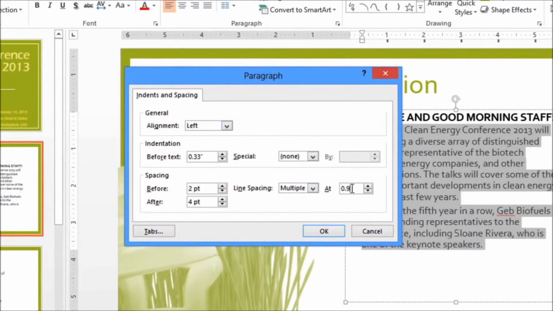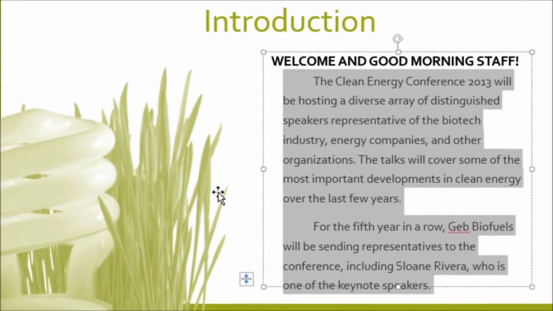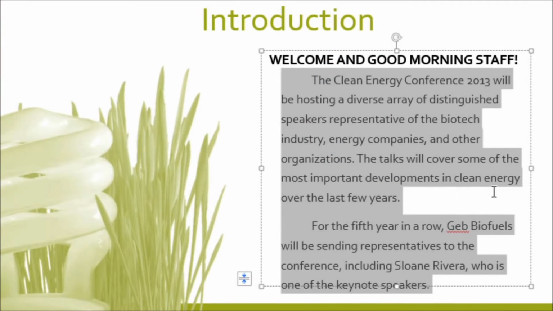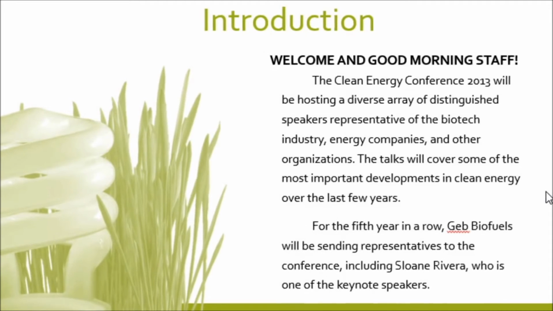Just type in the value that you want here. While we're here, we can adjust the paragraph spacing, which is the extra spacing before and after each paragraph. I'm going to change the spacing after to 12 points. This has spread out the lines a little bit, and you can also see that the paragraphs are further apart now, which is going to make it easier for the audience to read the text.